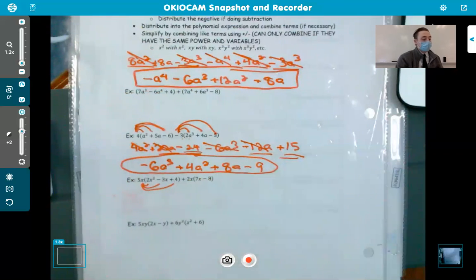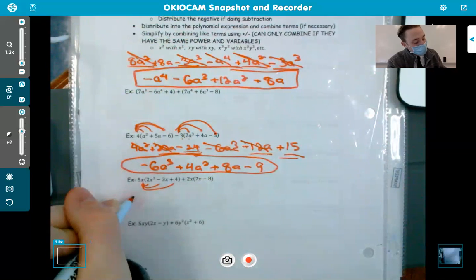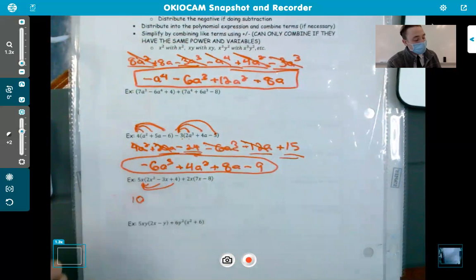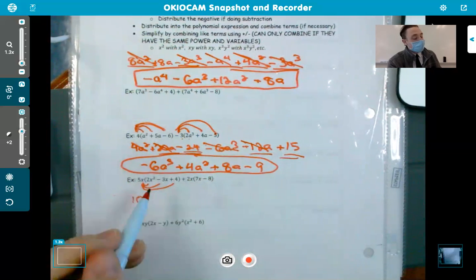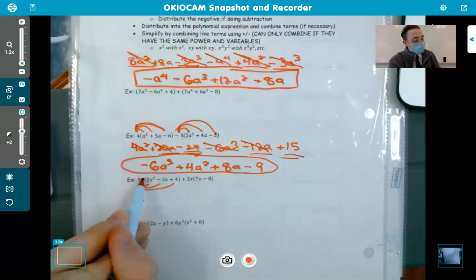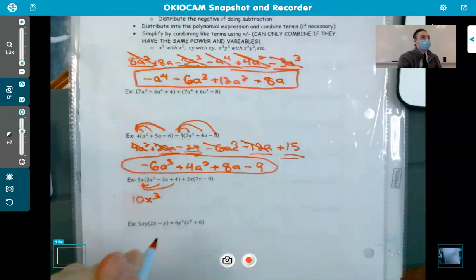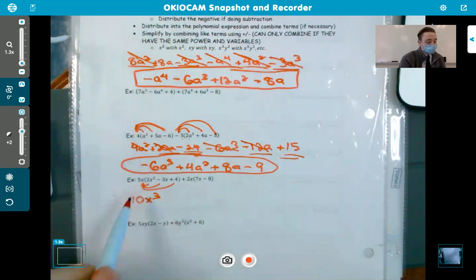Okay. So 5x times 2x squared. I'll multiply the coefficients normally. That's going to give me 10. X times x squared, I'm going to add the exponents. So that's x to the first times x squared. 1 plus 2 is going to give me an x cubed. Okay. And we've seen that before, right? When we have to add those exponents together.